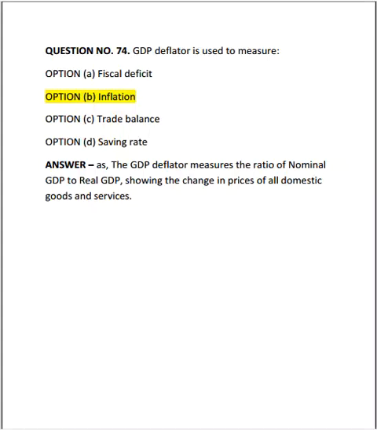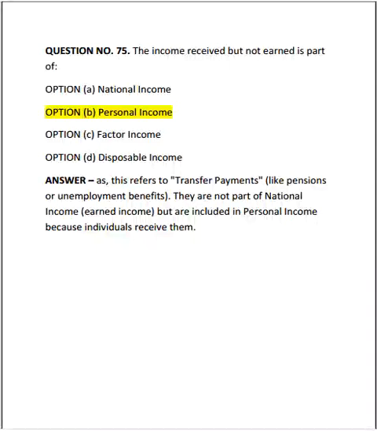Question No. 74. GDP deflator is used to measure. Option A. Fiscal deficit. Option B. Inflation. Option C. Trade balance. Option D. Saving rate. Answer: the GDP deflator measures the ratio of nominal GDP to real GDP, showing the change in prices of all domestic goods and services.